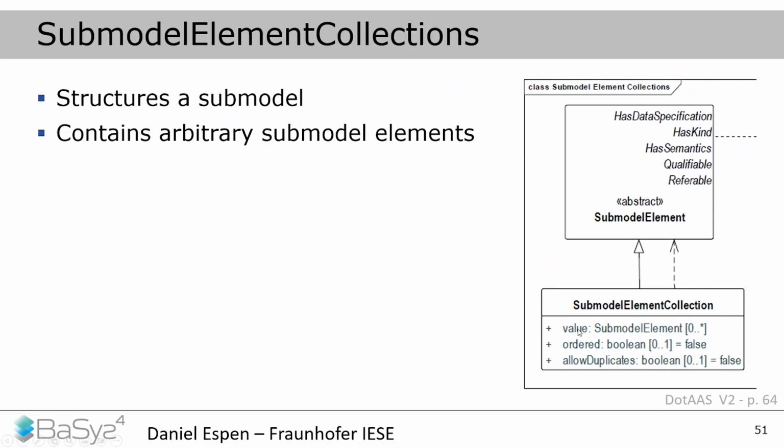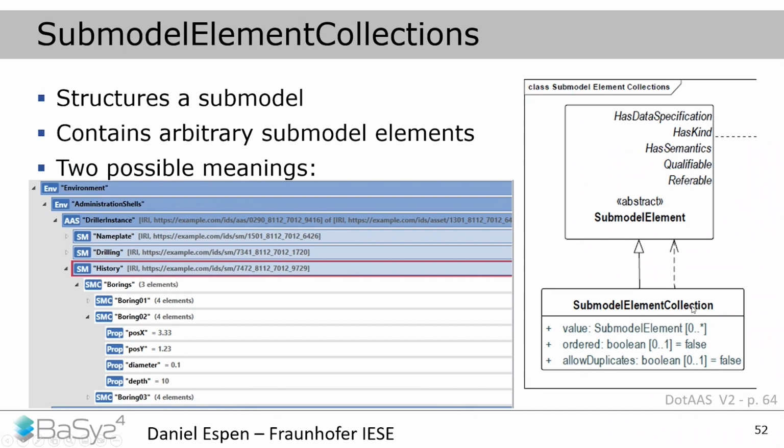So basically, a submodel element collection contains other submodel elements, which also could be submodel element collections, like in this example here. In this example, we have an imaginary submodel history, where some borrowings for a driller are included, and then a submodel element collection is used to contain all the past borrowings for that driller. So you could use the submodel element collection like a list that contains multiple elements of the same type, like borrowing 1, 2, 3, and so on.